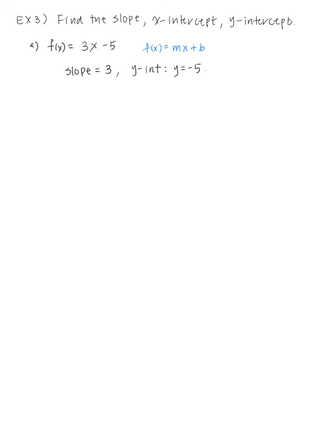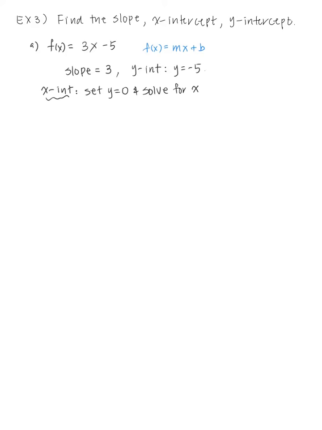Now let's go with the x-intercept. Now, how do you find the x-intercept? Let me just write it out. What you need to do is you're going to have to set y equals to 0 and you solve for x. Because remember, at the x-intercept, your y value is always going to be 0, right? Because that's where the graph's going to cross the x-axis.